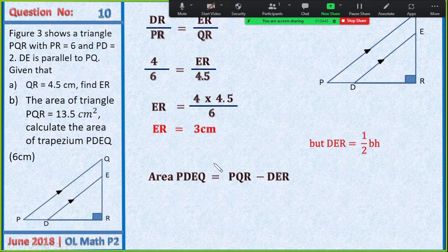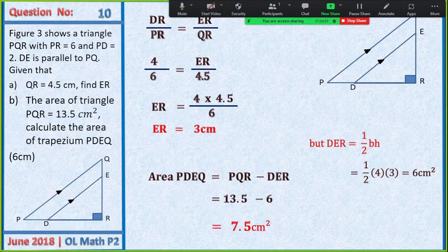So that will give us half base times height for the small one, DER, which is 6 centimeters squared, and the big one is 13.5. So 13.5 minus 6 gives us 7.5 centimeters squared.